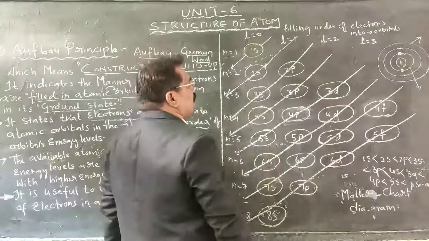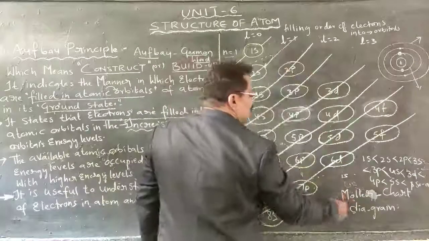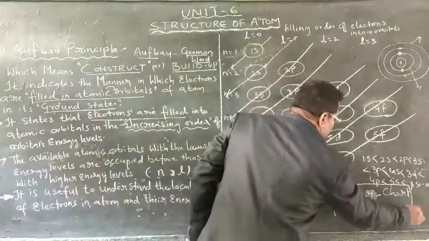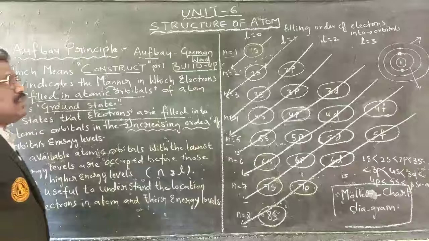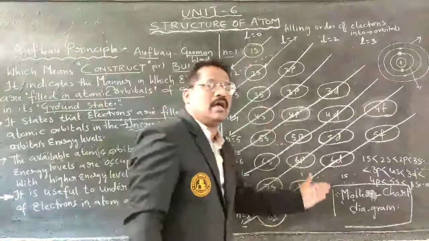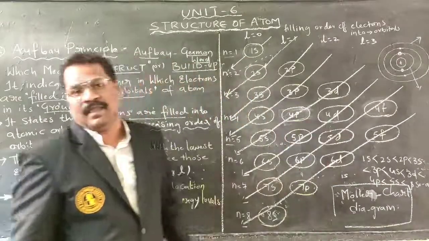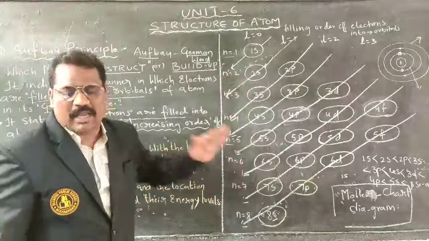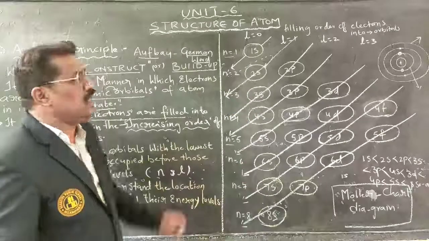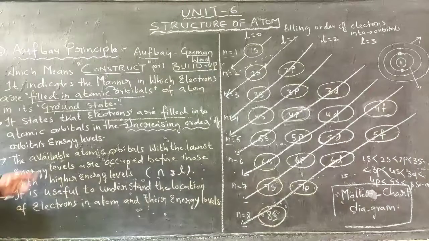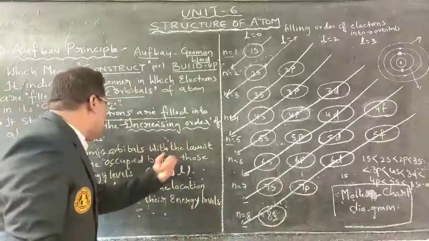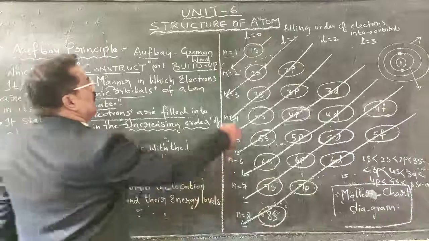The filling order of electrons into orbitals will give us one chart. The chart is called the Muller diagram. What diagram can we call it? The Muller chart diagram. In this particular order, electrons will enter into the atomic orbitals. The available atomic orbitals with the lowest energy will be occupied first.